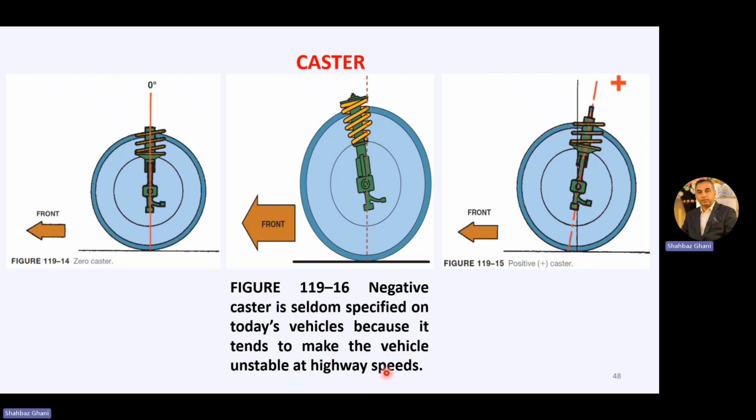The most common example we take for caster is your bicycle front wheel. If you see the bicycle front wheel, the steering handle is like this. So we have a positive caster angle. But negative caster angle is seldom used because it is unstable at highway speed.